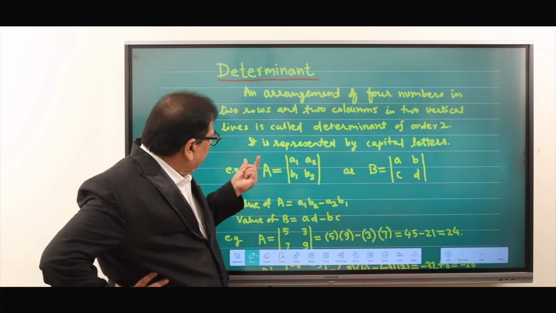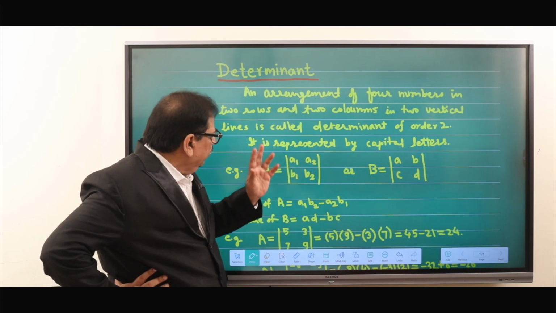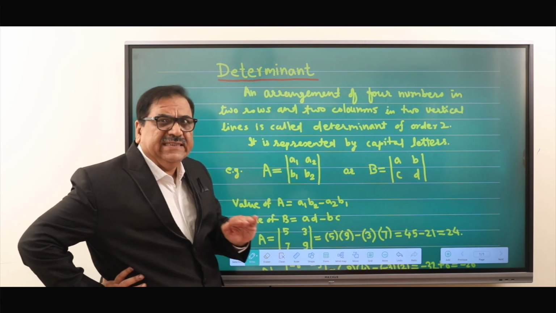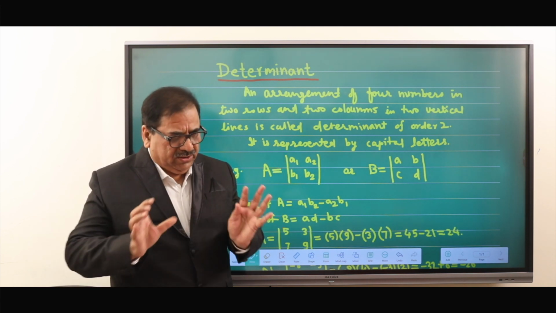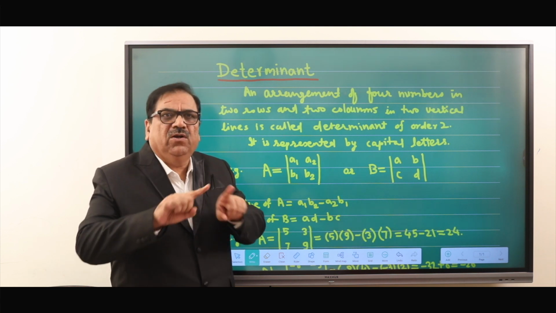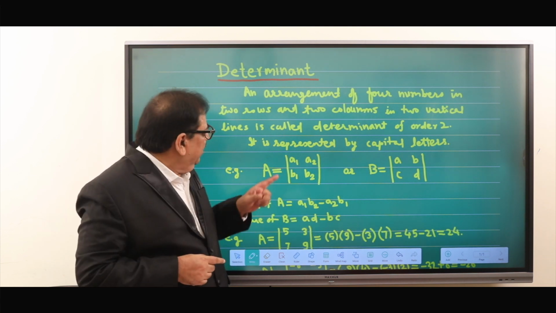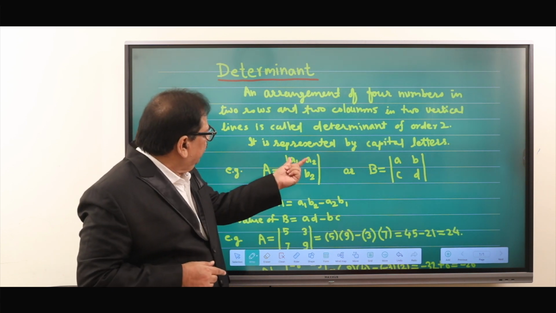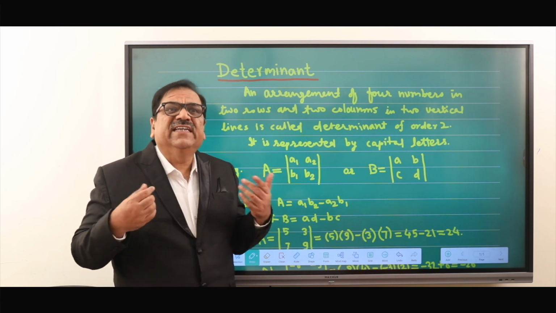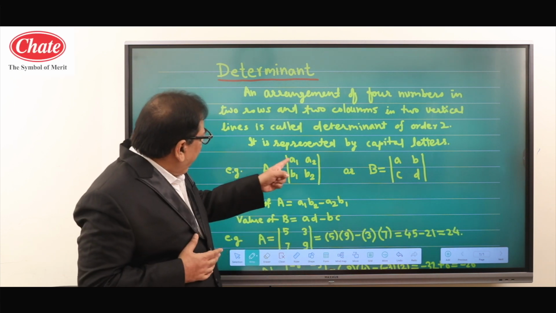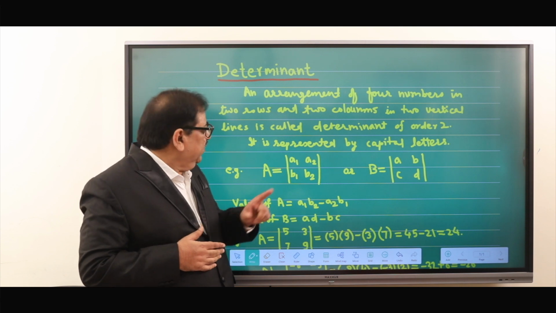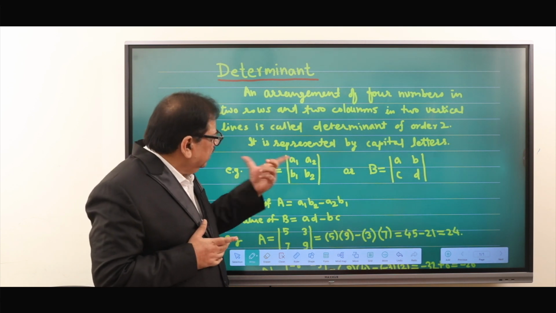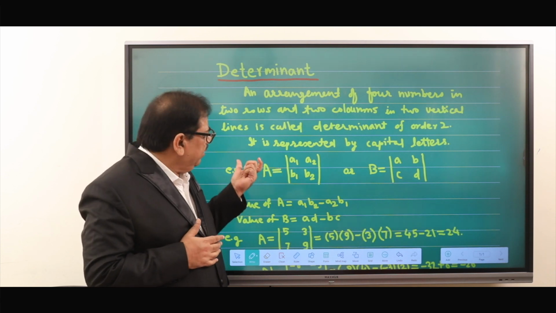So capital A is equal to the arrangement a1, a2, b1, b2. No multiplication, this is just an arrangement. a1, some space, a2 is one row. b1, b2 is another row. So we say a1, a2 is the first row, b1, b2 is the second row. a1, b1 is the first column, a2, b2 is the second column. This is one determinant and it is represented by A.